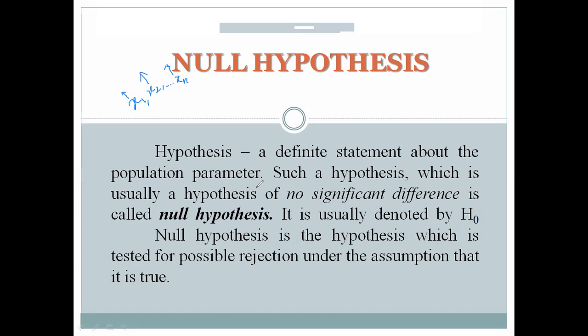So this is called the null hypothesis, and it is usually denoted as H naught. The null hypothesis is the hypothesis which is tested for possible rejection. We take an assumption that is true, but it is possible to reject that true assumption. That is called the null hypothesis.